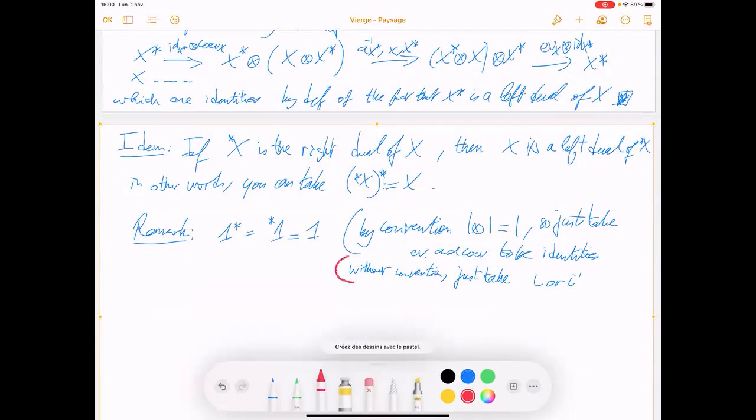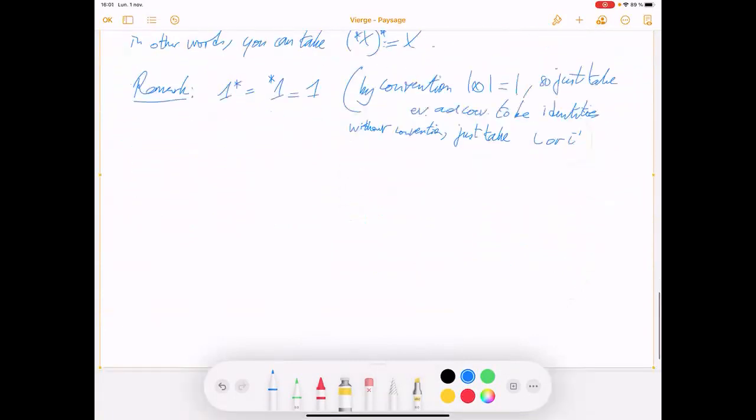So like that. Okay. So this is okay for the unit. The dual of a unit is itself.